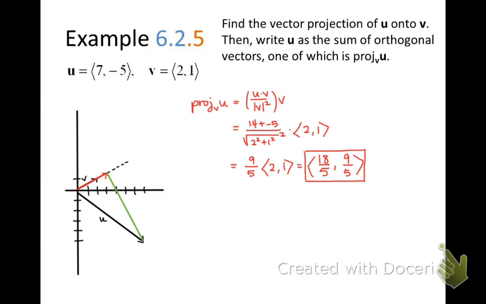All right, the next part of the problem said that we wanted to write u as the sum of two orthogonal vectors, one of which is the projection of u onto v. So that sounds confusing, but take a look at the picture, right? Here is u, and I'm trying to find two orthogonal vectors that add up to u, where one of them is the projection. So here's the projection. Notice that this green line right here would be the vector that I would want to add onto it, right?